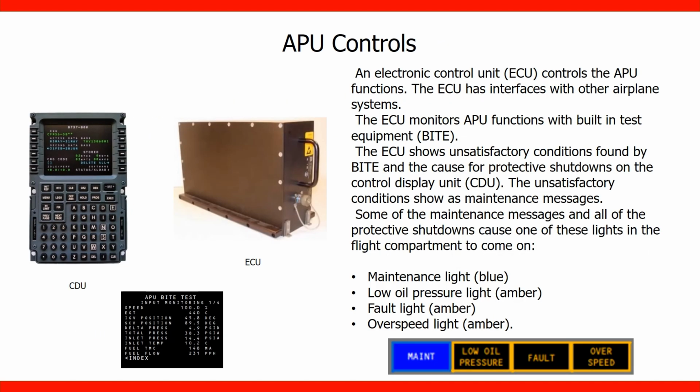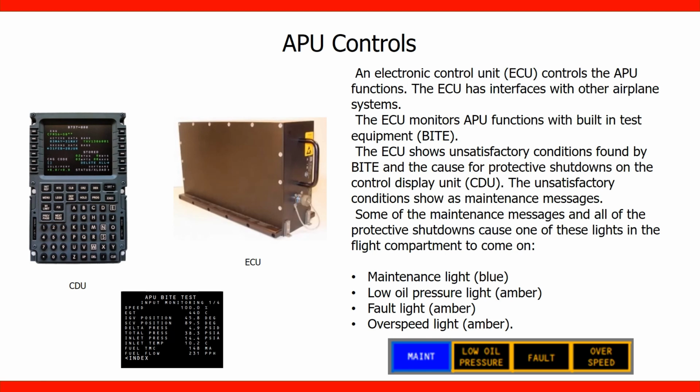An electronic control unit controls the APU functions. The ECU has interfaces with other airplane systems. The ECU monitors APU functions with built-in test equipment. The ECU shows unsatisfactory conditions found by BITE and the cause for protective shutdowns on the control display unit. The unsatisfactory conditions show as maintenance messages.